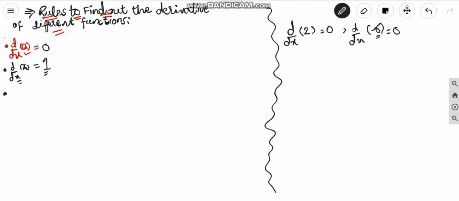Next, if you are going to take the derivative of a function like ax, where a is a constant and x is a variable, the rule is to place the constant at the start and take the derivative of the variable x. So its answer will be a, and the derivative of x with respect to x, as we know, is always 1. So its answer will be a.